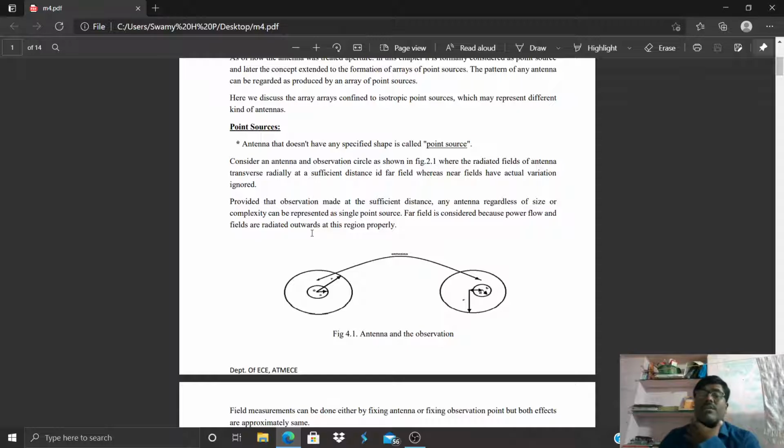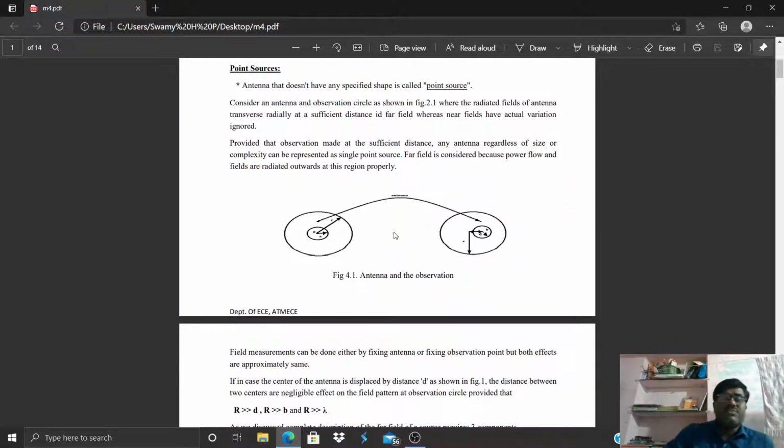Why are only far fields considered in point sources, and why is the near field not considered? Near field is usually not considered in point sources, only far field, because the far field components are radial in nature, and they are moving outward in this region properly.